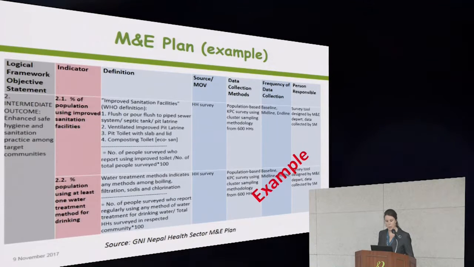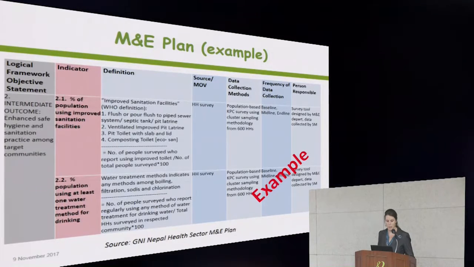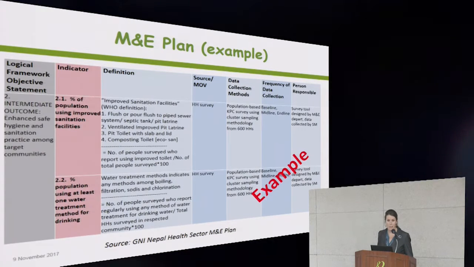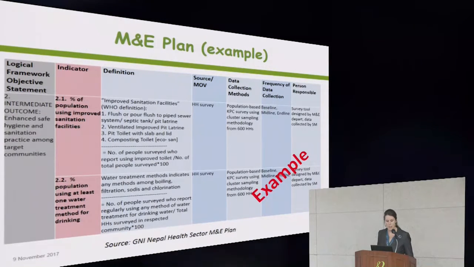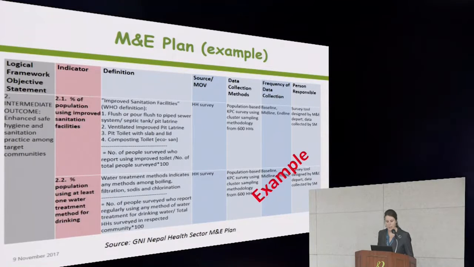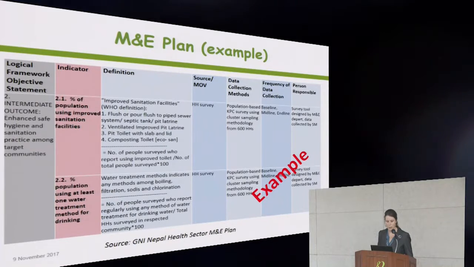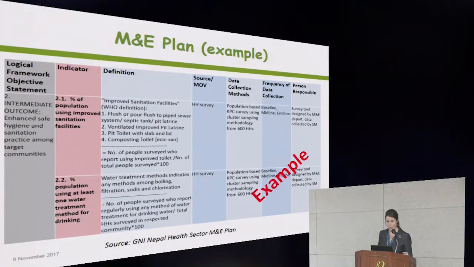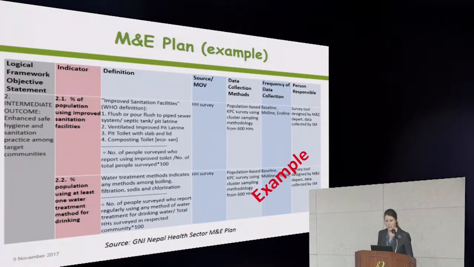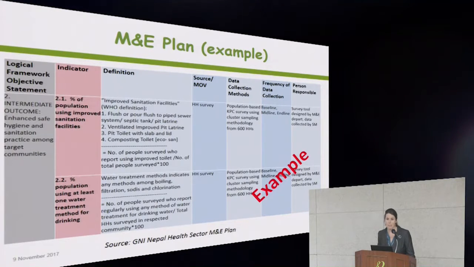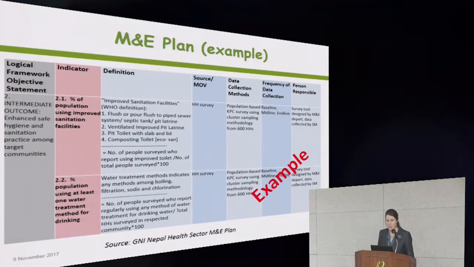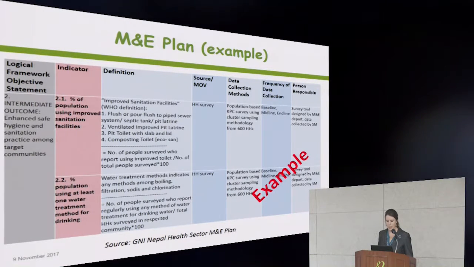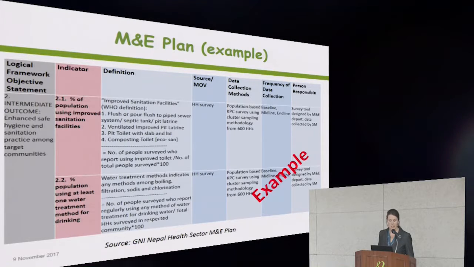These 4 types of toilets are considered improved. Then they've also clarified exactly what that calculation is. This will be the number of people surveyed who report using an improved toilet, so they will have responded that they used one of these 4 toilets, divided by the total number of people surveyed times 100. So that's the level of detail that you need to think about in advance and make clear before you go and actually try to collect the data.